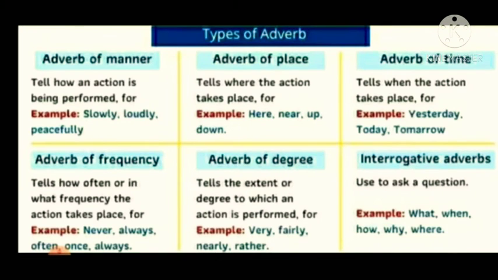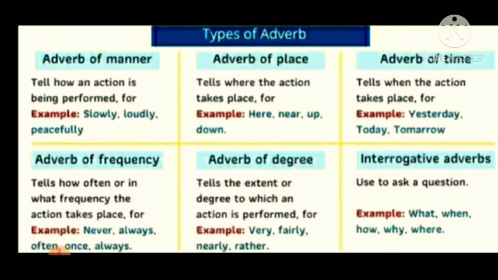Now let us know about the various kinds of adverbs. What is an adverb, you all must have learned in the previous class. But in this session, we are going to learn about their kinds. So there are 6 kinds of adverbs. First is adverb of manner, then adverb of place, adverb of time, adverb of frequency, adverb of degree, and at last interrogative adverbs.